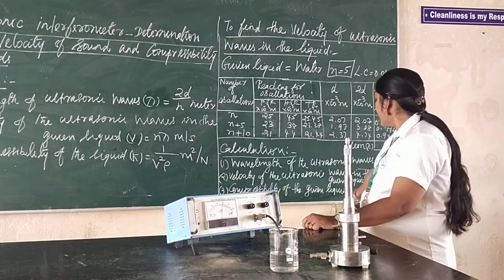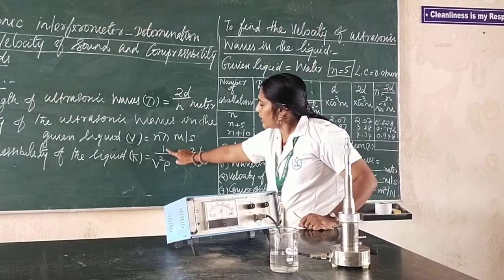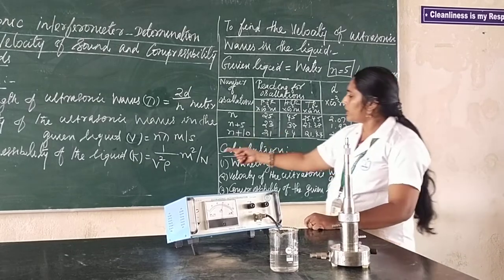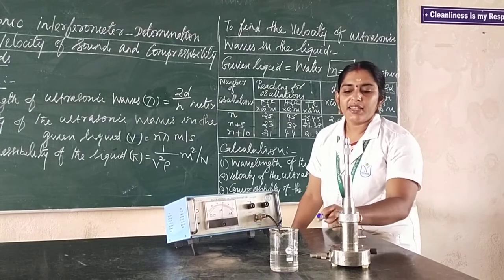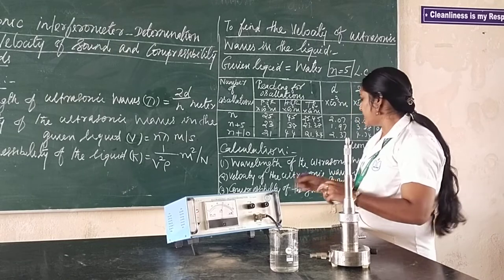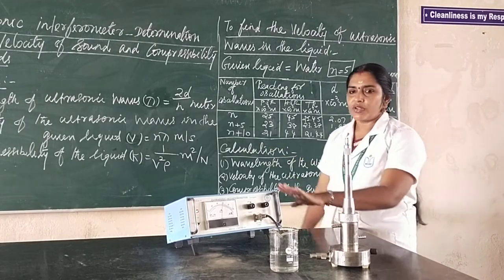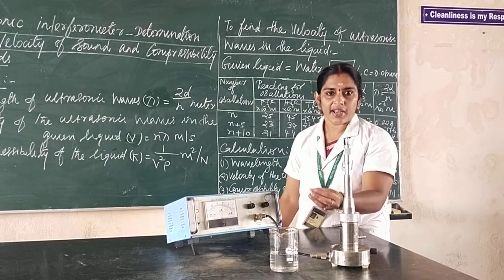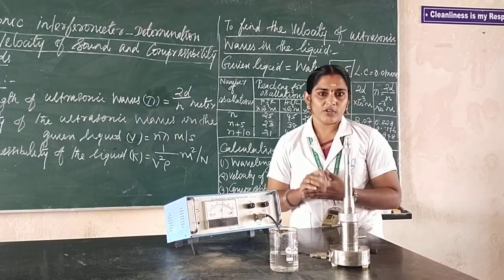Next is the compressibility of the given liquid. How do you find the compressibility? From the formula, 1 by v squared rho. The v we already found from the velocity, so take v squared. Rho is the density of the given liquid. Here the given liquid is water, and water has a density of 1000. This is the way you find the compressibility of the given liquid. So by using the ultrasonic interferometer with water, we find the wavelength, velocity and compressibility.